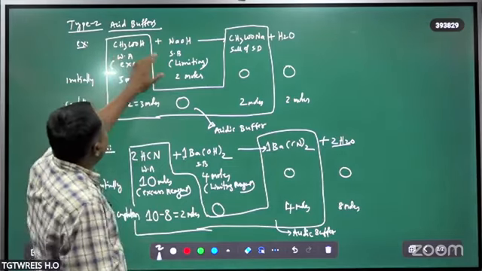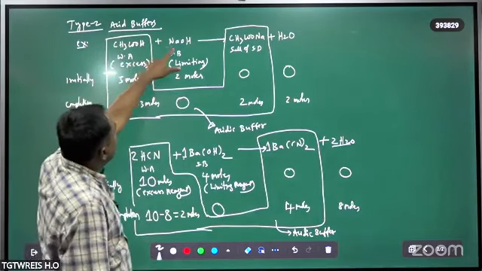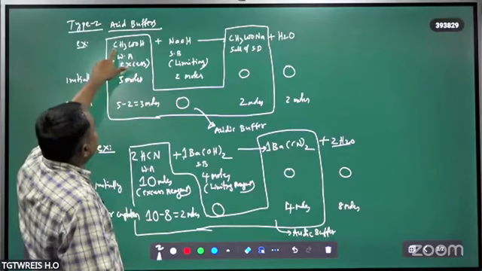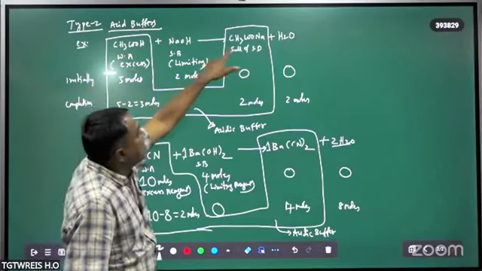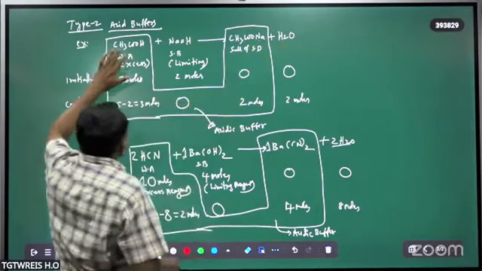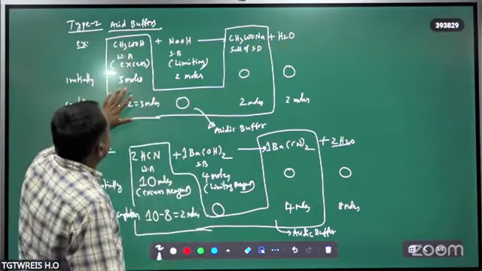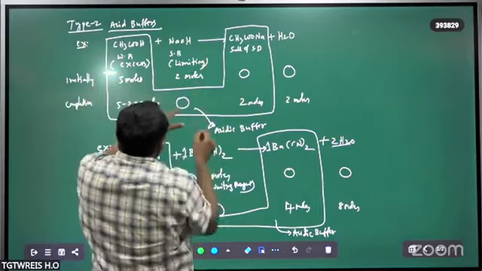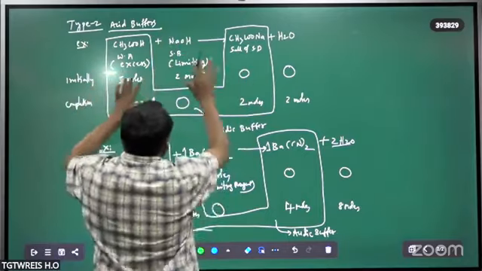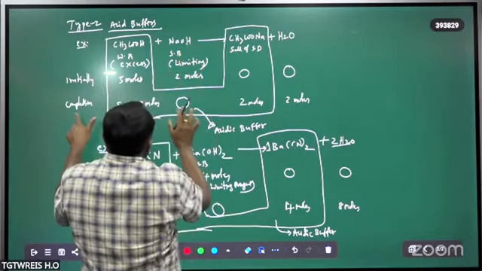But here we are adding a strong base to acetic acid. By adding a strong base to acetic acid, you will get CH3COONa along with water. But after the completion of the reaction, in this whole reaction mixture, NaOH is 0.